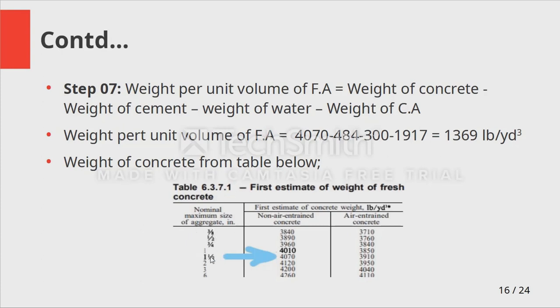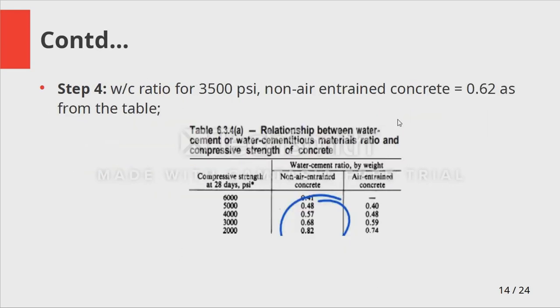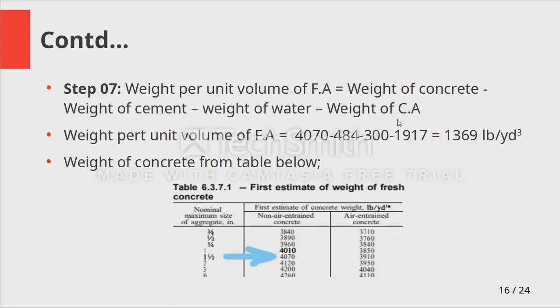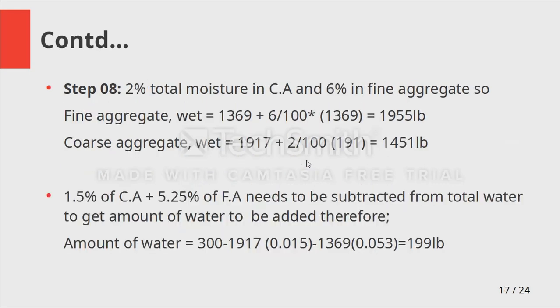So for half inch, the value comes out to be 4070. Then these values are subtracted from the weight of fresh concrete: the weight of cement, weight of water, and weight of coarse aggregate, which come out from the previous steps. So you can see the value which comes out is 1369 pounds per cubic yard. So this is the weight of fine aggregate.